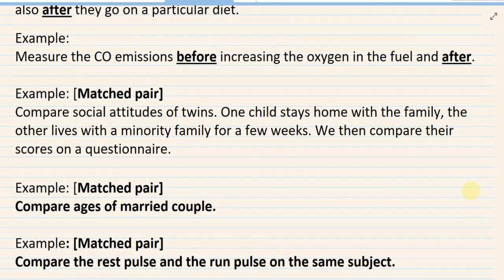And another matched pair example. Let's say we want to compare the rest pulse and run pulse on the same subject. So they're going to measure my rest pulse, and then I'm going to run around the block, come back, and measure my run pulse. So it's the same subject. You have two different measurements on the same subject.